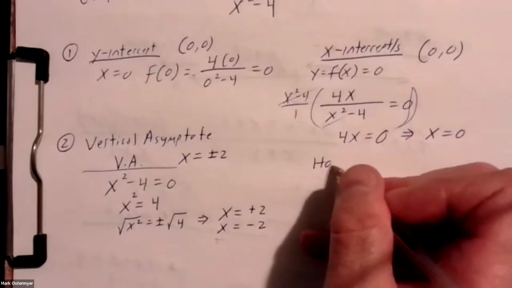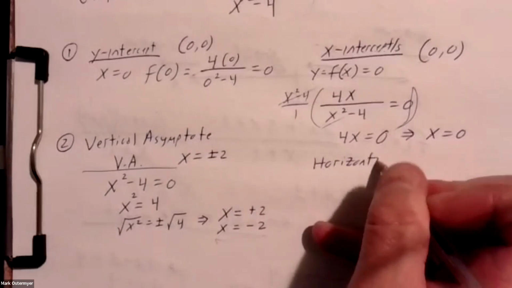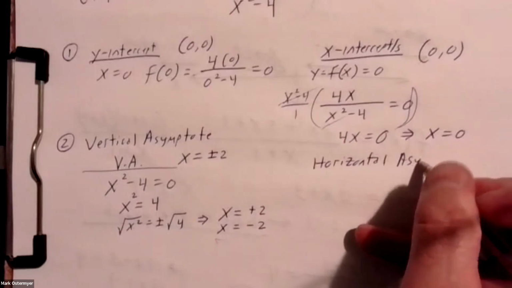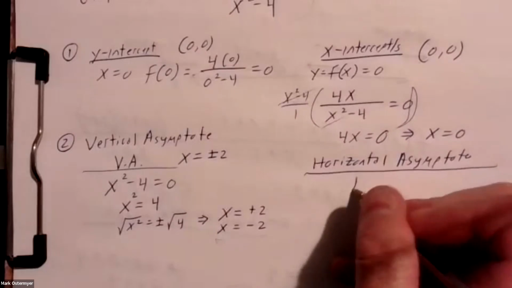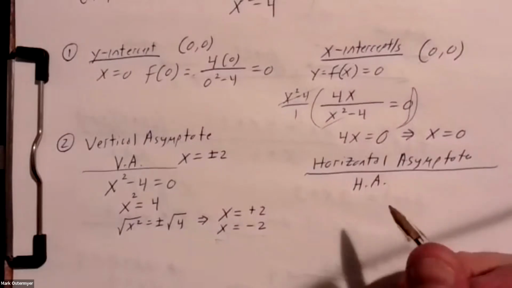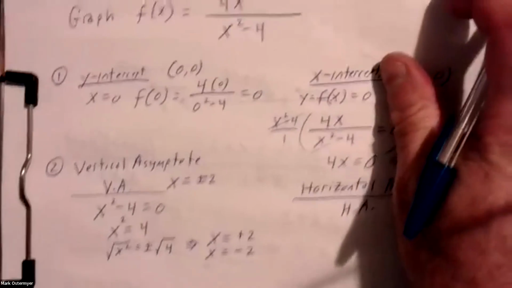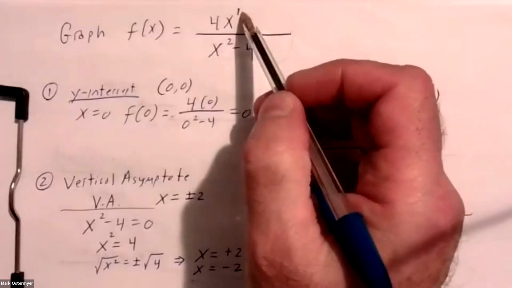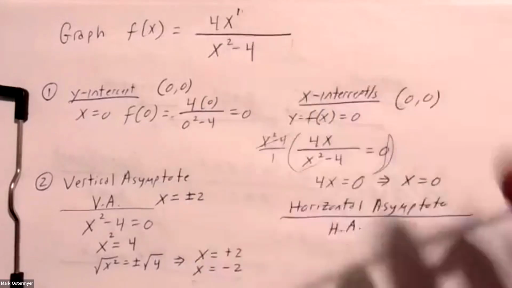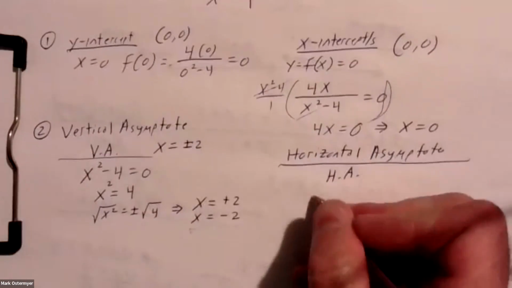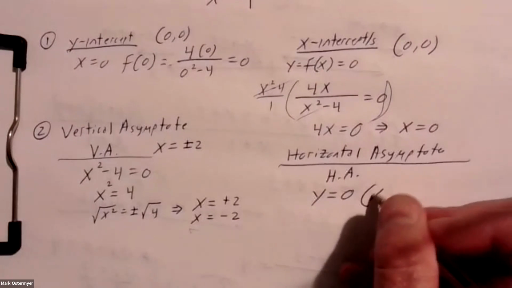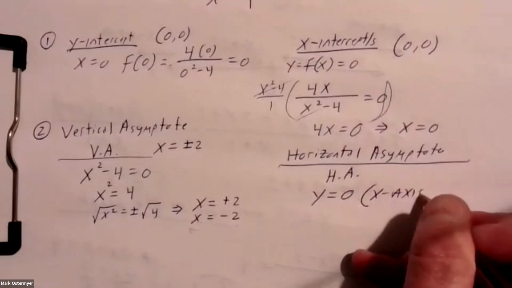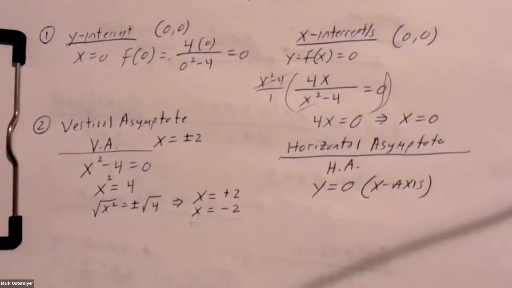Finally, horizontal asymptote. Does my function have one? Horizontal asymptote from now on is going to be abbreviated as HA. Let's see. The degree of my numerator is less than the degree of my denominator. Therefore, the equation of my horizontal asymptote is the x-axis, which is y equals 0. That is the equation of the x-axis. That's my horizontal asymptote. Okay.